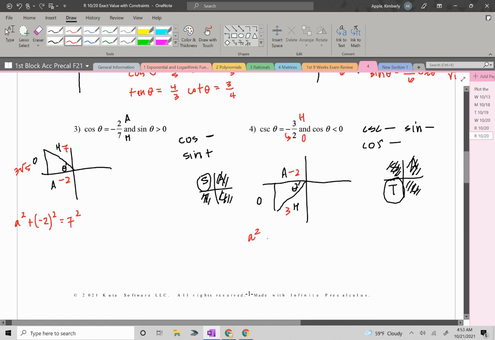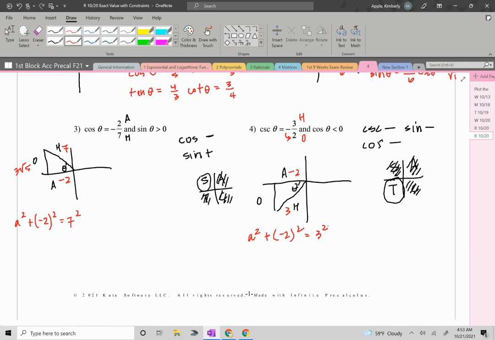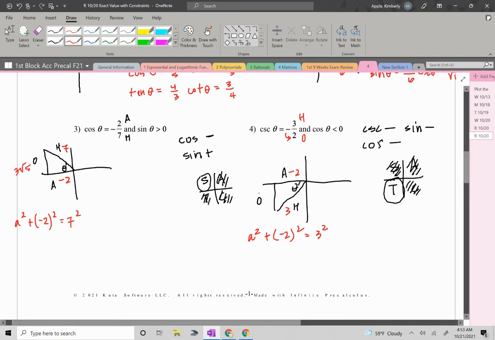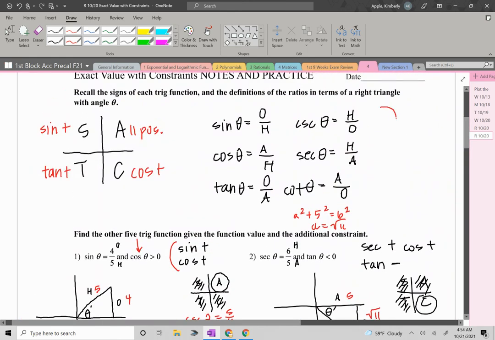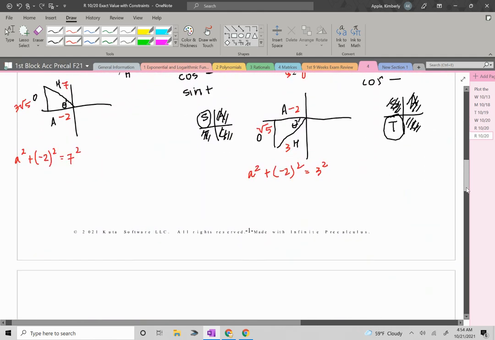So this would be a squared plus negative 2 squared equals 3 squared. And whatever that is, I'm not sure. I'm going to have to find it. So the square root of 3 squared minus negative 2 squared is going to be root 5. So that'll be this over here. And I mean, at this point, again, it's just constructing the 6 functions according to these definitions. All right, so I hope that helps.